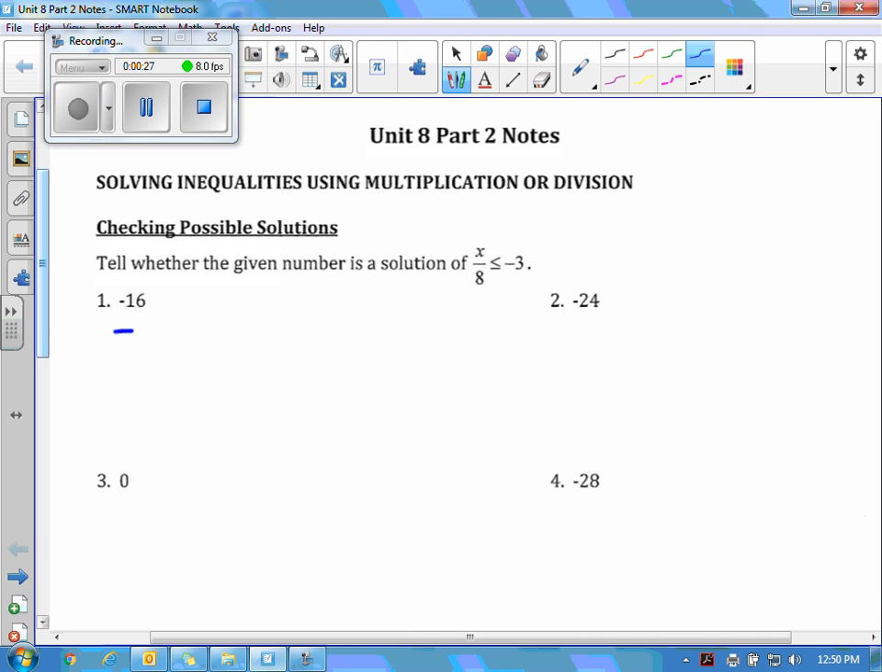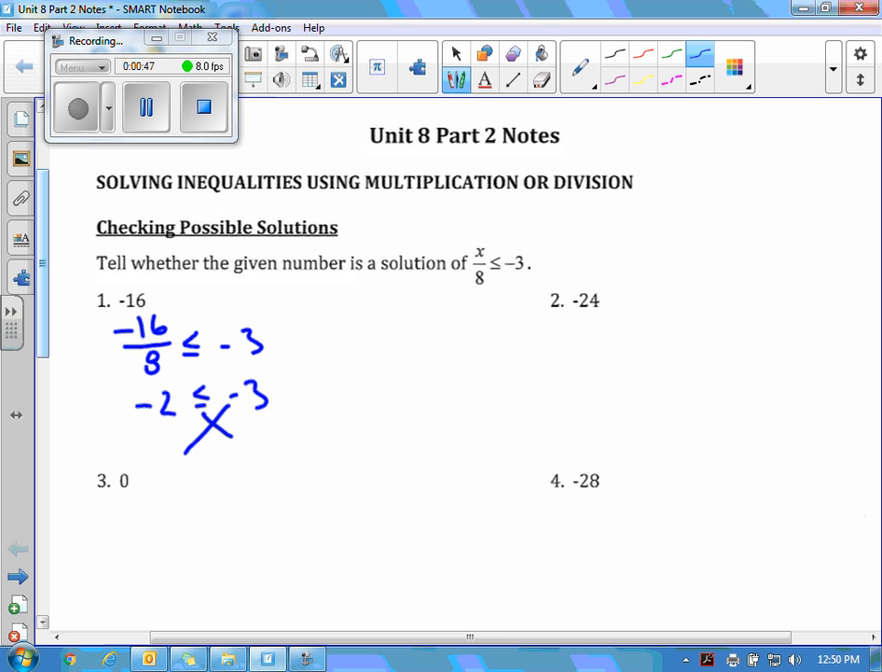Again, we're still just plugging in the number they give us for the variable. So I'm going to plug in negative 16 for x. Negative 16 divided by 8 is less than or equal to negative 3. Negative 16 divided by 8 is negative 2. Now I read from left to right. It says negative 2 is less than or equal to negative 3. That is not true, so negative 16 is not a solution.